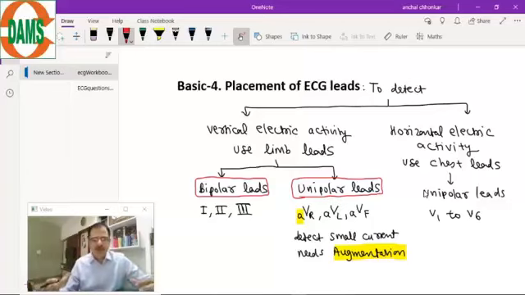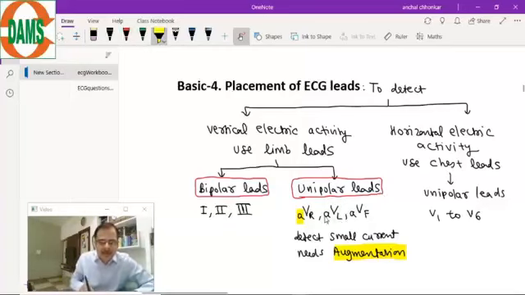they detect very small current, hence they need augmentation. They deflect very less. Therefore, the machine automatically augments that fluctuation, so that we can see the waveforms easily. So the letter A is put before these unipolar leads. And that A stands for augmented leads.